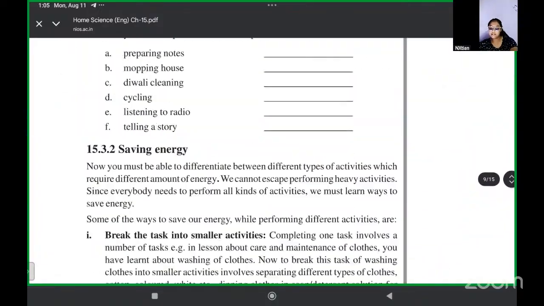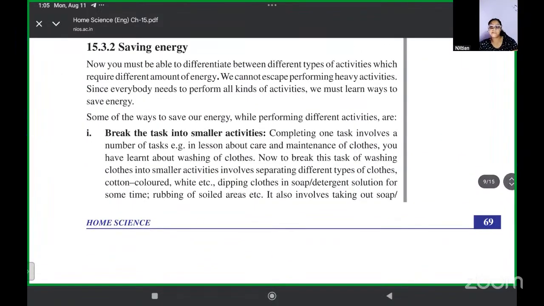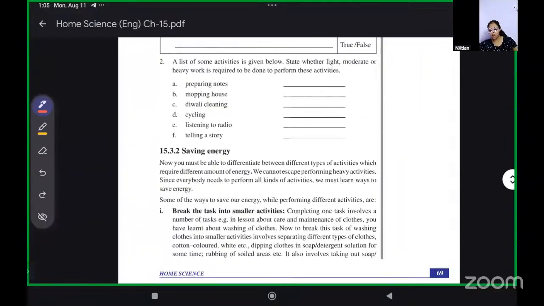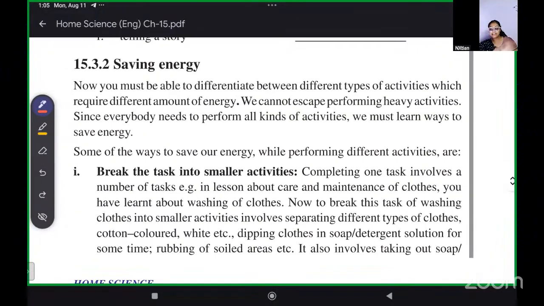Saving energy. We'll start from 15.3.2, saving energy. Now you must be able to differentiate between different types of activities which require different amounts of energy. We cannot escape performing heavy activities. Since everybody needs to perform all kinds of activities, we must learn to save energy. Now we'll take a look at some of the ways which will help us in saving energy.